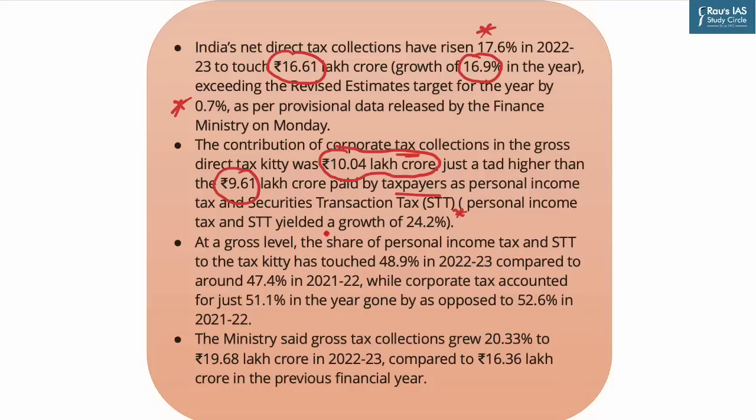Both personal income tax and STT yielded a growth of around 24.2%. At a gross level, the share of personal income tax and STT in the tax kitty has touched around 48.9% in 2022-23 compared to around 47.4% in 2021-22. While corporate tax accounted for just around 51.1% in the year gone by as opposed to 52.6% in 2021-22. The ministry said gross tax collection grew by around 20.33% to 19.68 lakh crore compared to 16.36 lakh crore in the previous financial year.